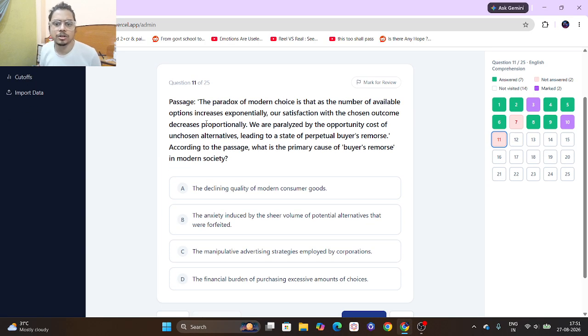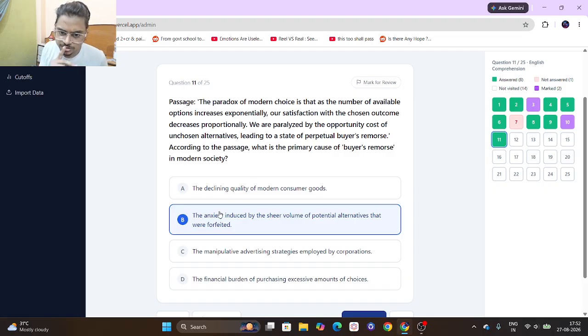Passage. The paradox of modern choice is that as the number of available options increases exponentially, our satisfaction with the chosen outcome decreases proportionally. We are paralyzed by the opportunity cost of unchosen alternatives, leading to a state of perpetual buyer's remorse. According to the passage, which is the primary cause of buyer's remorse in a society? The declining quality of modern consumer goods? No. The anxiety induced by the sheer volume of potential alternatives? Yes. The manipulative advertising strategies employed by corporations? No. The financial burden of purchasing excess? No.